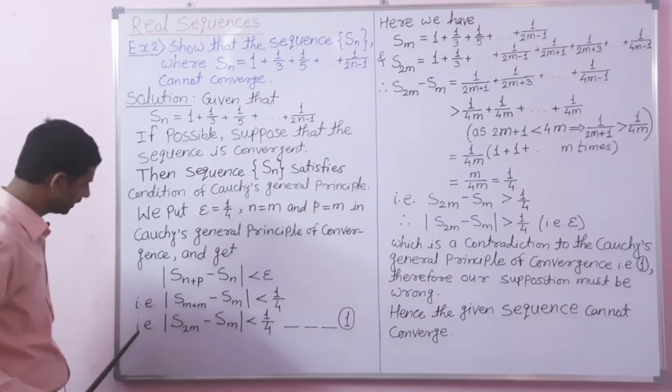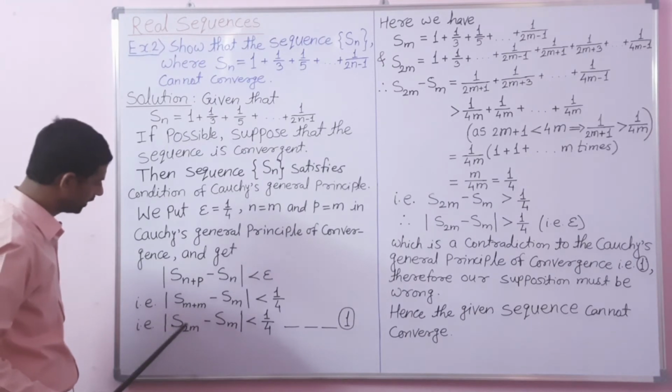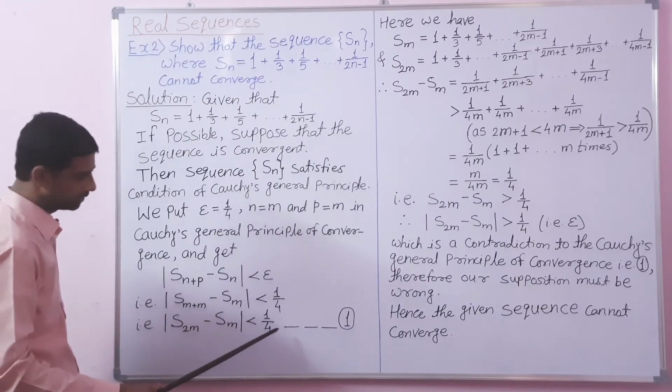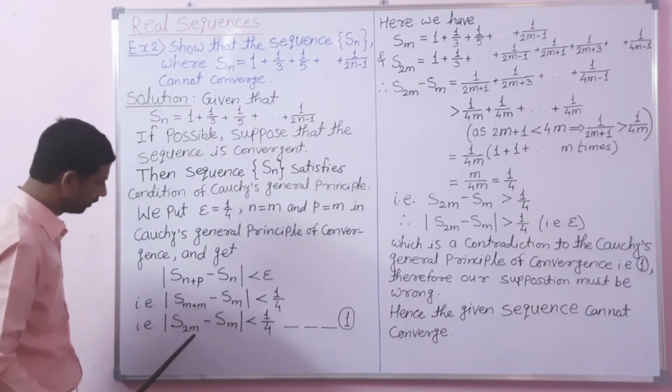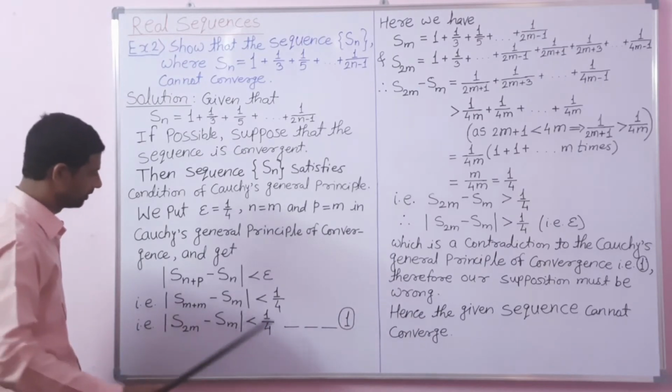So then we got this as mod of S(2m), since m plus m is 2m, minus Sm is less than 1 by 4. We will denote this relation by the number 1. This is our relation number 1.